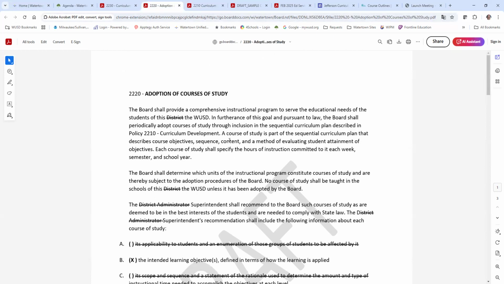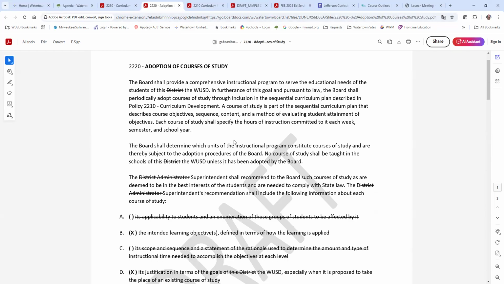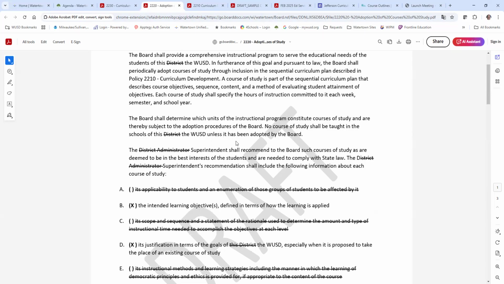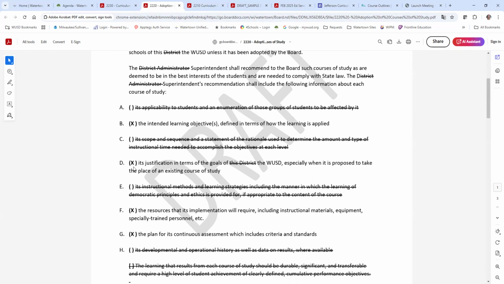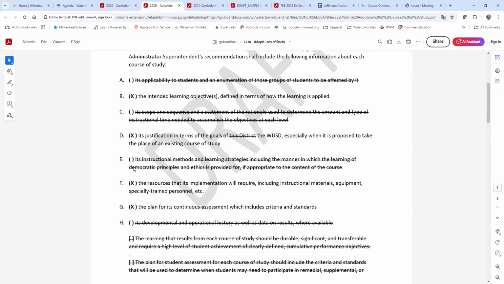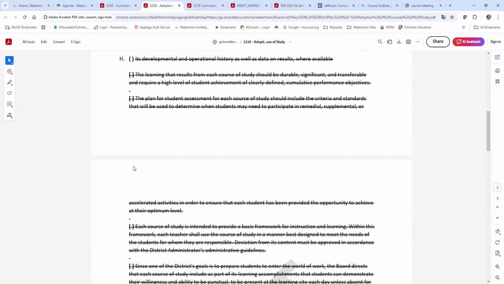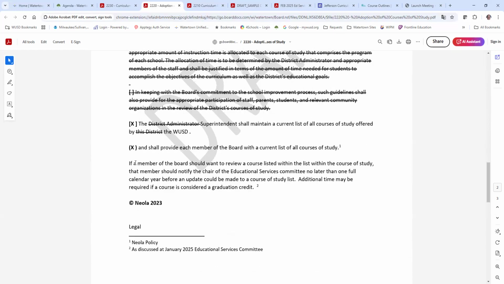As we move into 2220, this is the adoption of courses of study. I believe that this aligns to our process that we have used in the past to adopt specific courses. So what I tried to do is align the choices to the most recently adopted course of study proposal form that we have worked through here in the Ed Services Committee. So you'll notice the options that I chose aligned to that course proposal form. I'll go into the details of that, but here at the end, I think provides a place for some discussion.